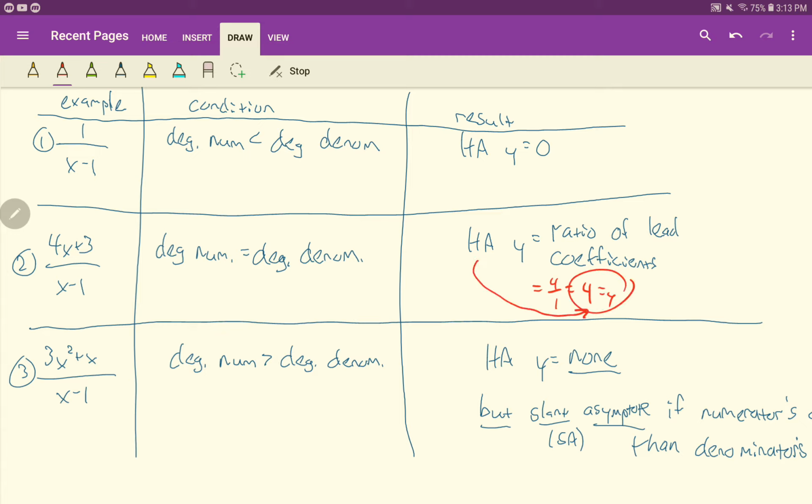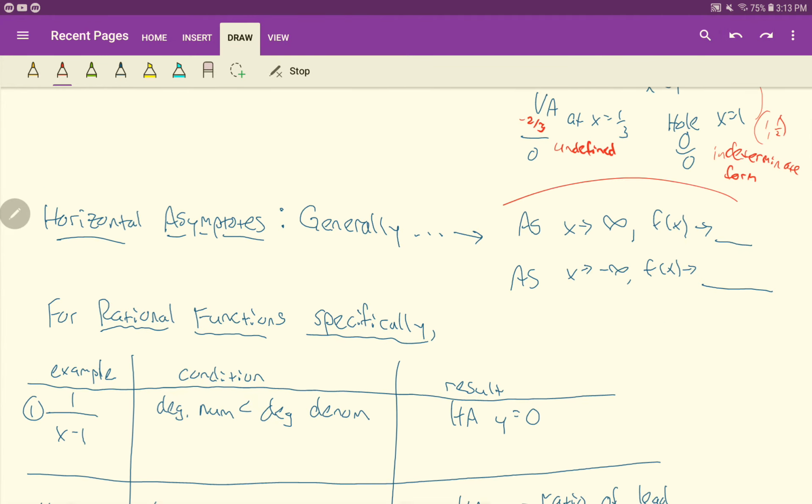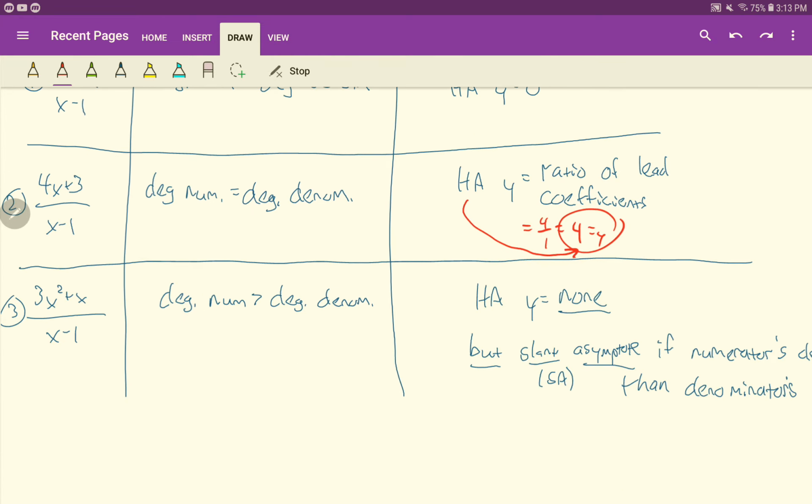The last category possible here is when the degree of the numerator is greater than the degree of the denominator, like we have in this situation right here. Well, there is no horizontal asymptote. It doesn't exist. If you were to imagine doing your end behavior here, one way we can do it is using our graphing calculators. You go to your table on your graphing calculator, you type in really, really big, increasingly big numbers, and you see what y value this function approaches. It's going to go to infinity.